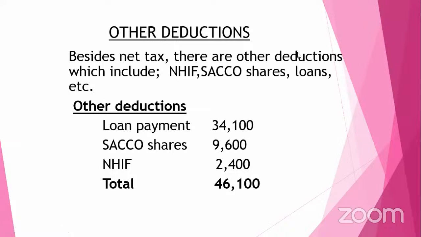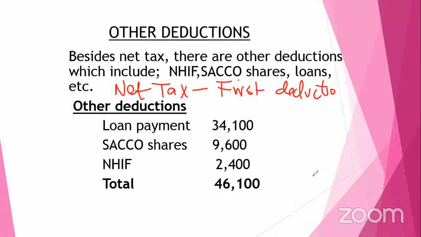Because we already have the first deduction. The first deduction from your salary is always net tax. Net tax is always the first deduction. So we have worked out the net tax, which becomes our first deduction. But now we are saying there are other things that can be subtracted from your salary.